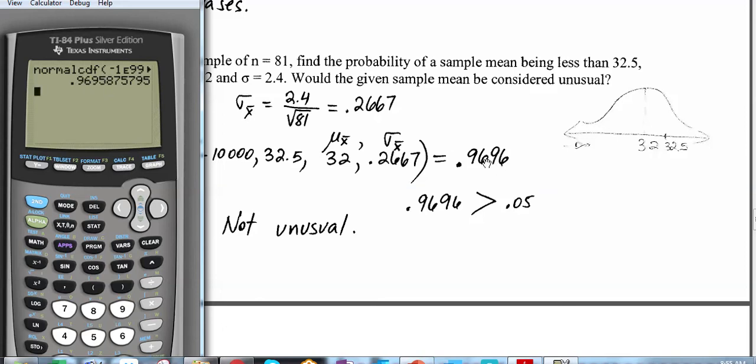0.9696. As a follow-up question, they ask us, would that be an unusual event? And the answer is no, because in order for an event to be unusual, it would have to be less than 0.05, and this probability is much, much larger than that.